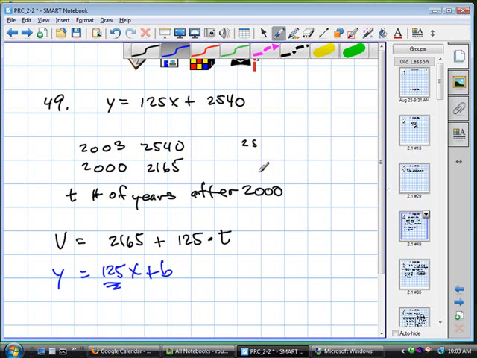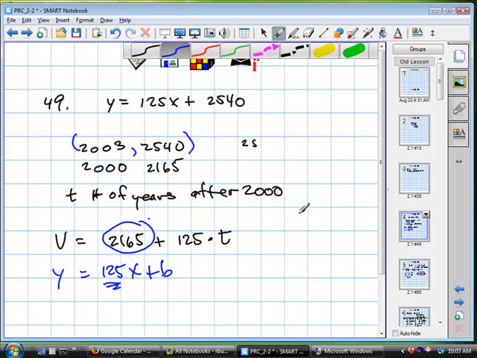Now you have to take this ordered pair. Forget that for the moment. I took the value of this thing in 2003, and that's like an ordered pair, right? So once I had this equation down here, I simply plugged in 2540 for y and 2003 for x, and then I solved for b. And that's where I got this.